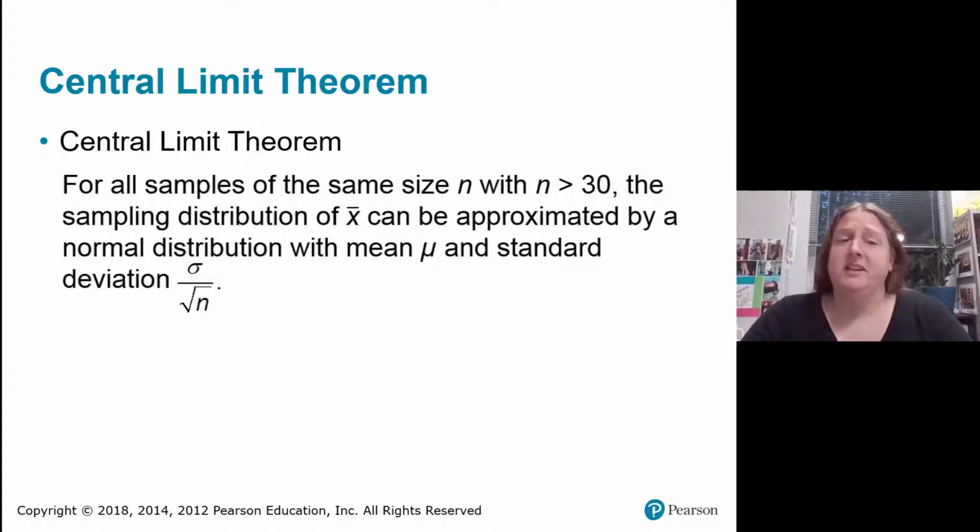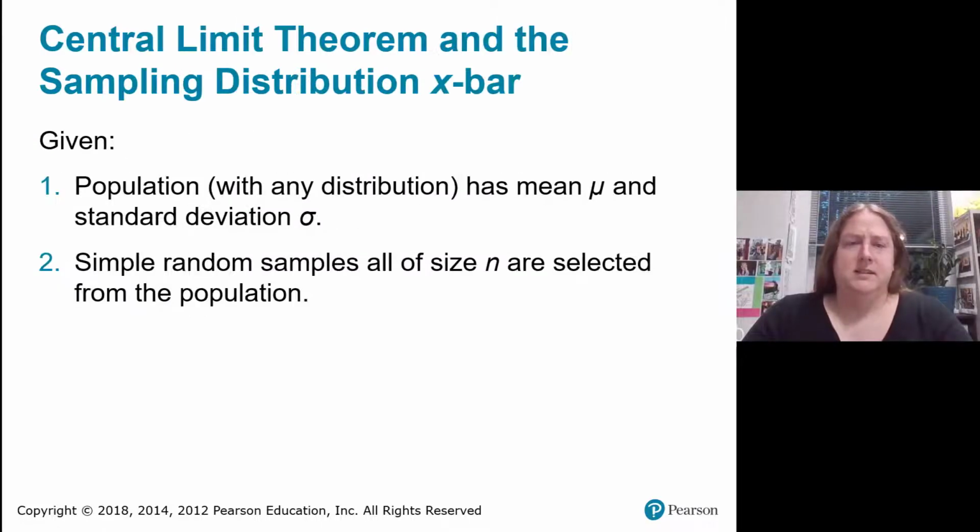So the central limit theorem says for all samples of the same size n, with n greater than 30, the sampling distribution of the mean can be approximated by a normal distribution with mean mu and standard deviation sigma divided by the square root of n. All right, so let's dig into this.